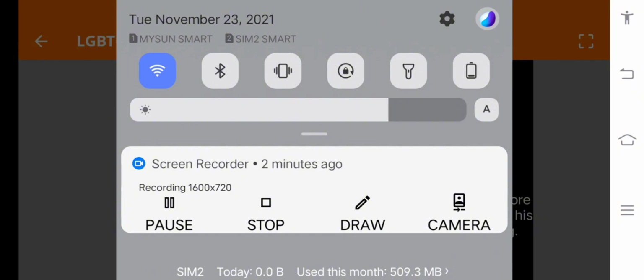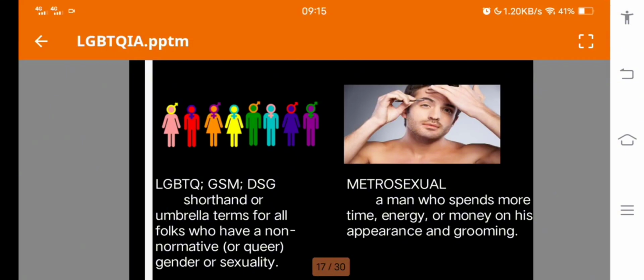Next one is LGBTQ. LGBTQ, GSM, DSG, parang mga umbrella term to for non-conformative or queer gender or sexuality. Tawag sa mga taong hindi nakakategorize with male or female or intersex. So, sila yung third gender. Next term is GSM. Gender and Sexual Minorities. Pwede rin tawagin. Pwede rin LGBTQ. Lesbian, gay, bisexual, transgender, and queer, or questioning. Pwede rin po ang Q. Questioning sila yung hindi pa sure kung ano yung kanilang gender. And then, ang isa ay DSG, Diverse Sexualities and Gender.